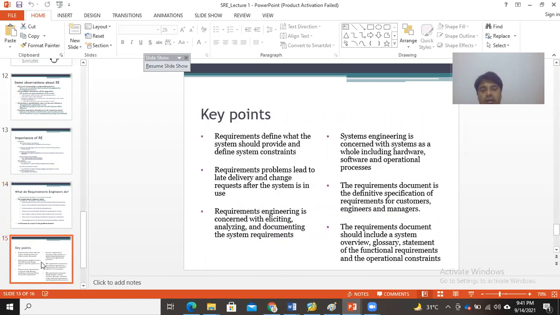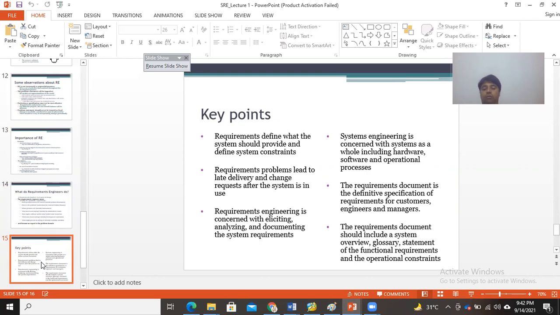So we have studied key points in this chapter. What are the key points? What did we study in this chapter? We have discussed requirement. We have discussed requirement engineering. We have discussed requirement problems, that if requirements go wrong, what will be the effect of the wrong requirements on the system. Then we have discussed system engineering, and then the system engineering process, and then we talked about the requirement document. That is, the requirements are documented in a particular document. Normally we call it an SRS document or vision document.